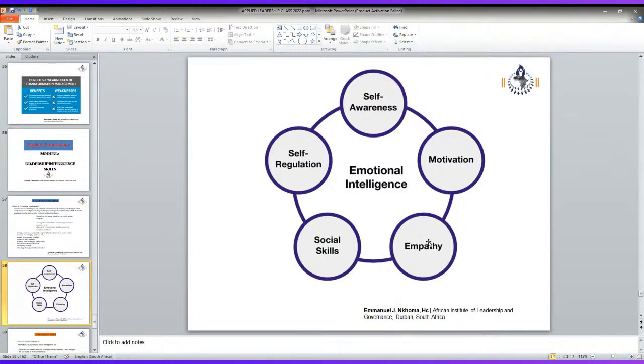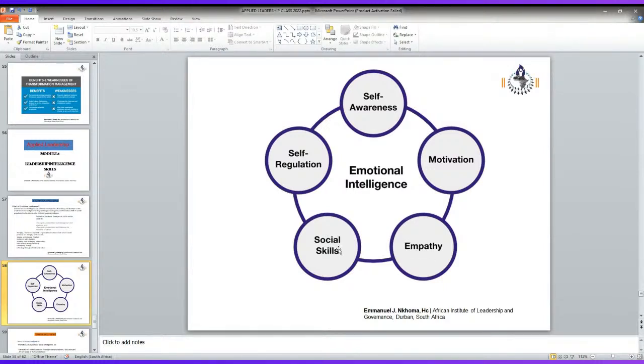The other aspect, you have to look at empathy. Empathy is putting yourself in the shoes of the other. You must look at the people that you are dealing with. Why have they responded in such a manner? So use empathy and put yourself in their shoes and say, if it was me, would I have responded in the same way? Look at that.